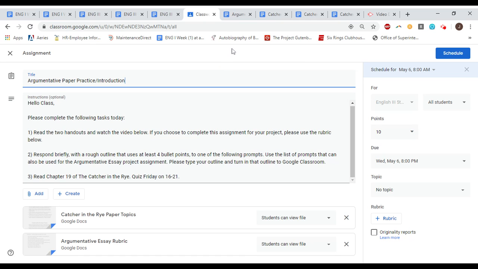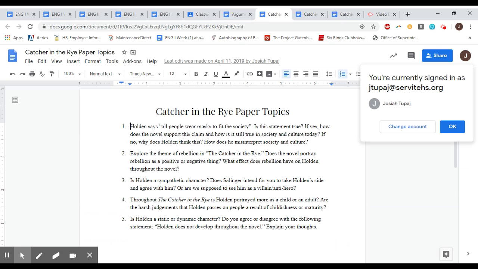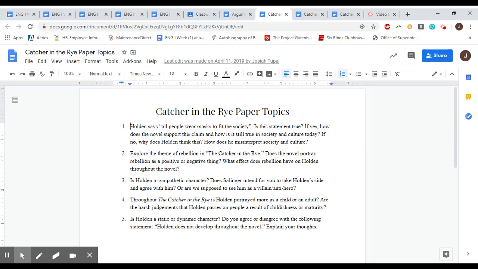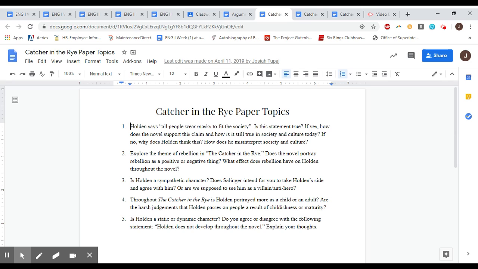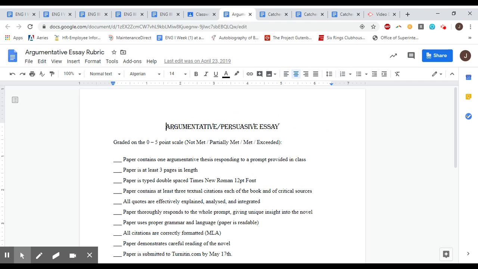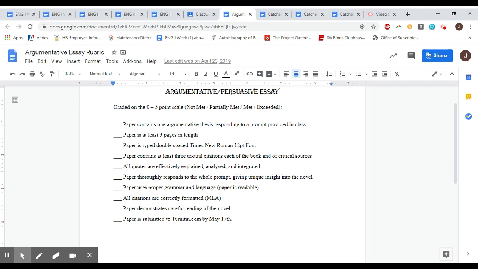Ultimately, what you're going to do if you choose to complete this task for the project is respond to one of these prompts. There's 5 total prompts that you can choose from about Catcher in the Rye. They're just listed here. Your main goal is to create a 5 to 6 paragraph, roughly 3-page essay answering one of these questions.